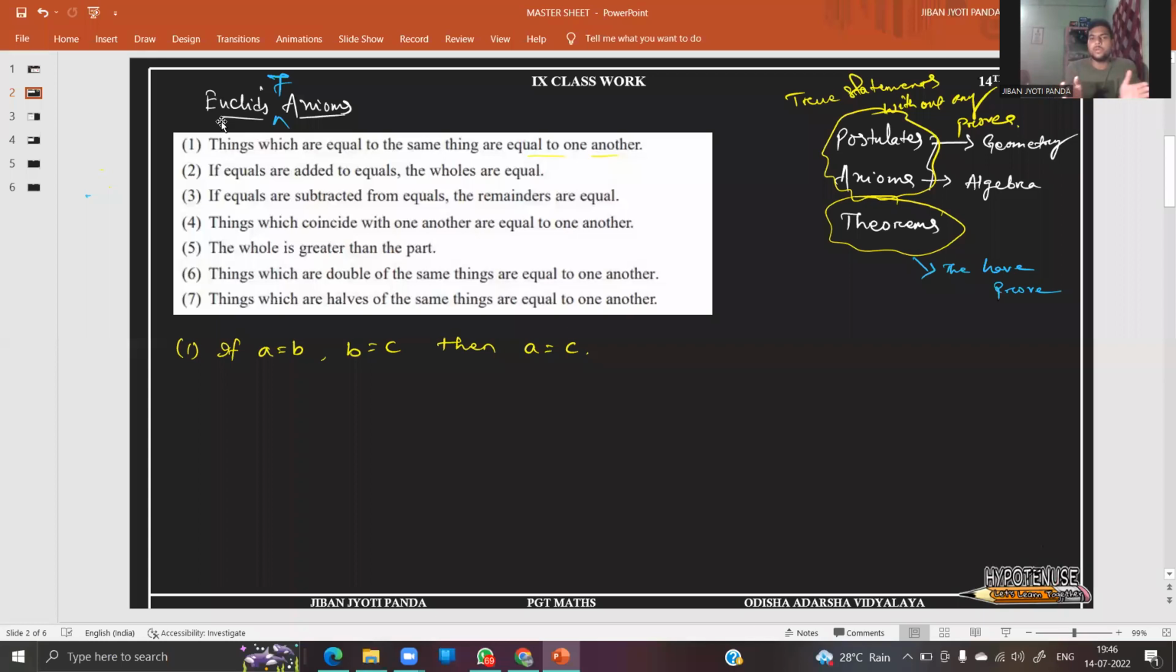So things which are equal to the same thing are equal to one another. Clear? Okay. This is the first one. Very easy. We are using it frequently, but still we need to define all those things.